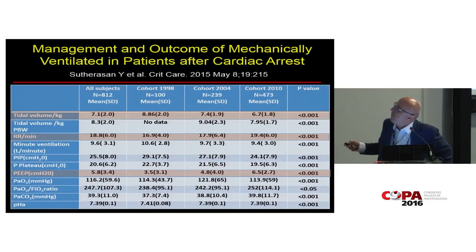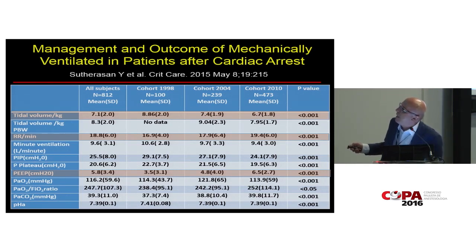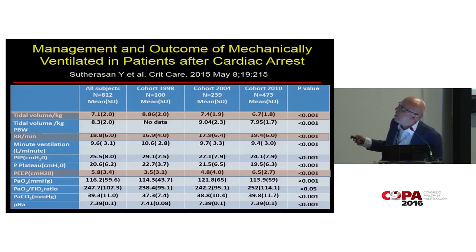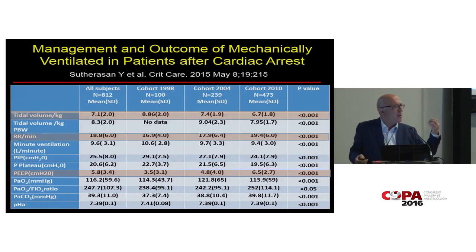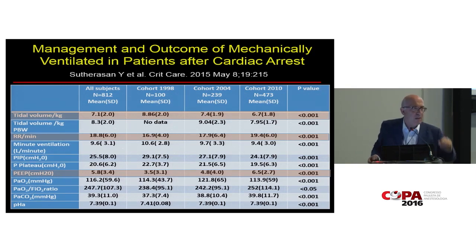And this is how they are ventilated. Actually, in 2010, you see the tidal volume much lower than in the previous years, from 9 to 6, so we are going toward a protective tidal volume. PEEP is increasing a little, from 3.5 to 6, which I think is good in terms of protection and what we discussed before. Respiratory rate is also increasing a little, mainly because we fear CO2 a lot in these patients, but we have shown that this is probably not always the case. Anyway, this is the trend in cardiac arrest patients.